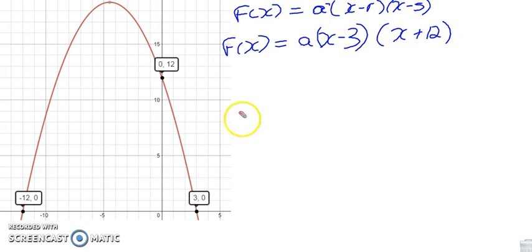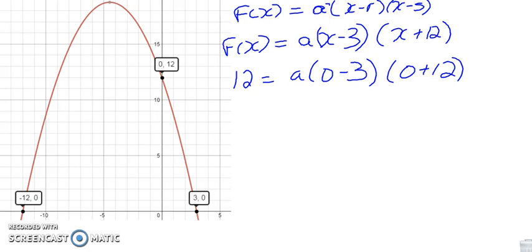My next step is to take my coordinate point that I haven't used and fill that in. I'm going to fill in the y coordinate for f of x, and I'm going to take my x value, which happens to be 0, and put it in for both my x's, because both of them are x and they should be the same at this point. So I end up with 12 is equal to a times (0 minus 3) times (0 plus 12).